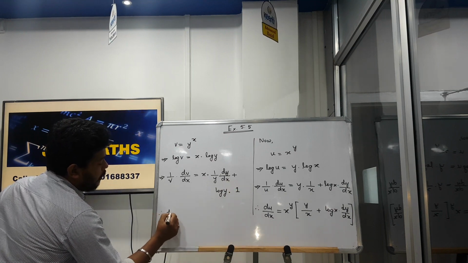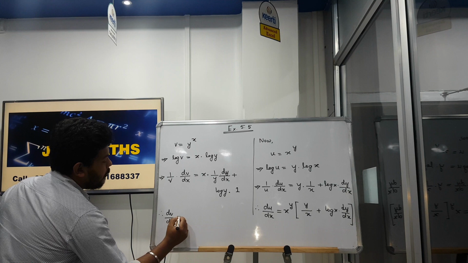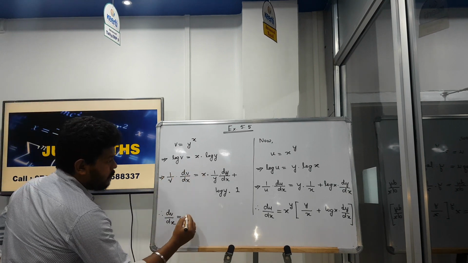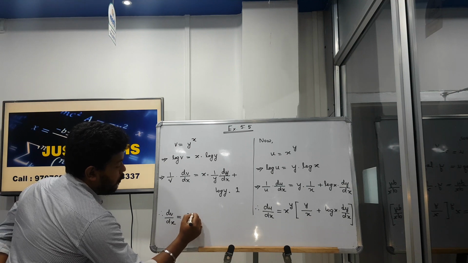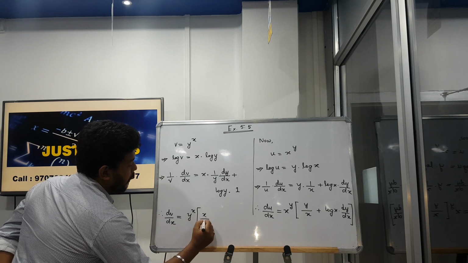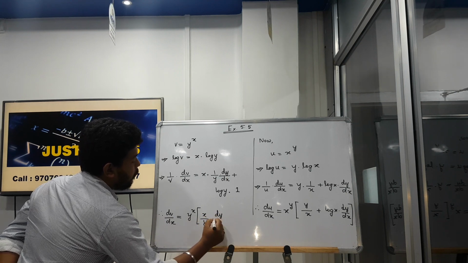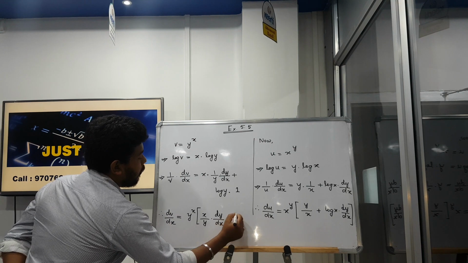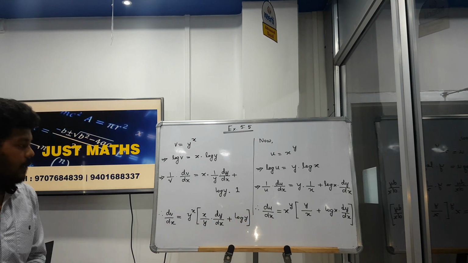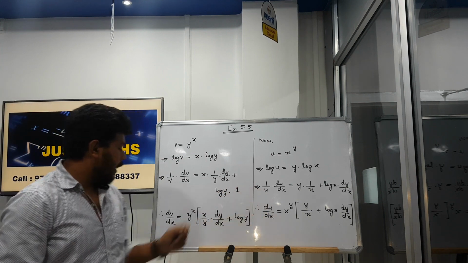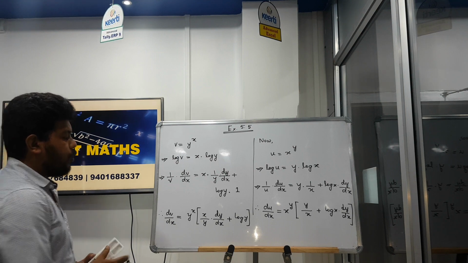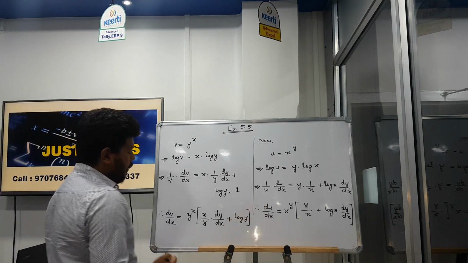Therefore your dv by dx is equal to, v gets multiplied here, it is y to the power x multiplied to x by y dy by dx plus log y. Now we get the values of du by dx and dv by dx.